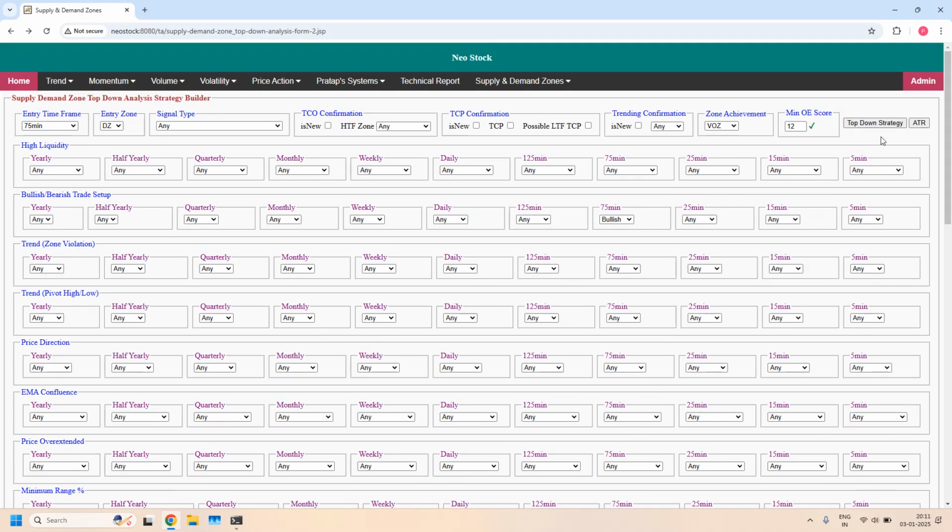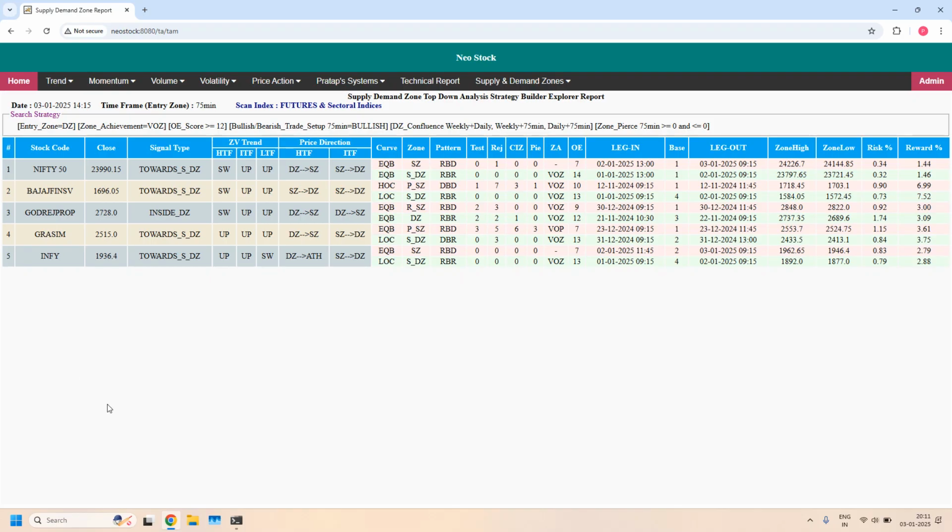With all the 3 filters, we got 5 stocks. In all these 5 stocks, this 75 minutes demand zone is part of the daily demand zone, both together part of the weekly demand zone. And the weekly zone is having weekly EMA confluence with uptrend stocks, last 2 stocks.